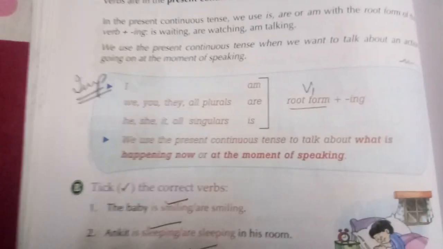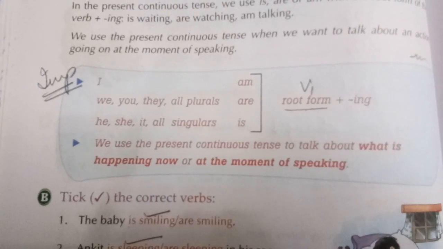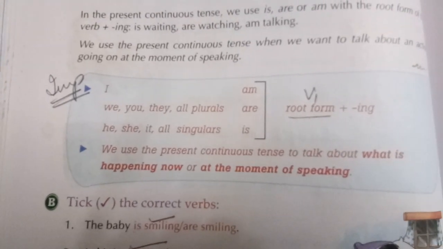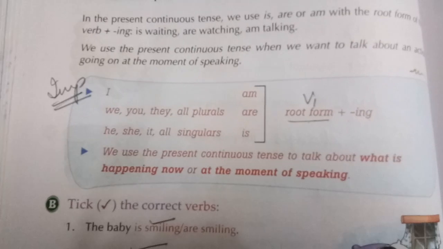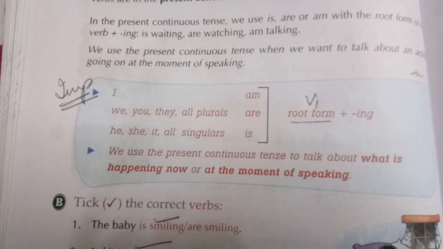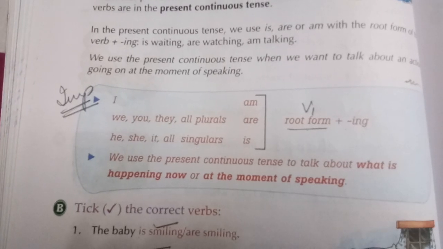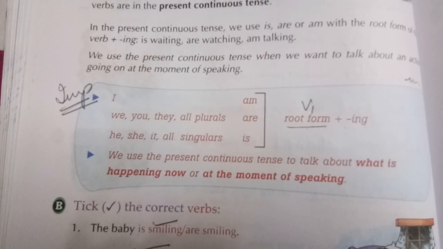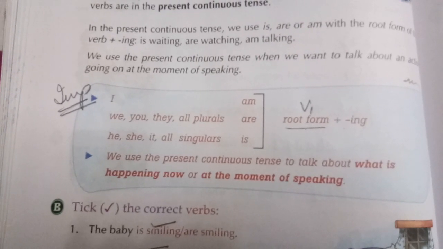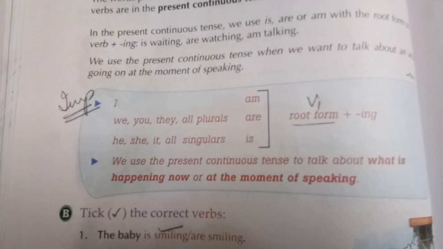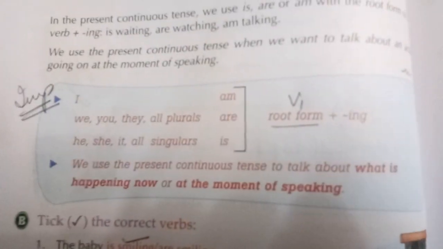And this box, beta, with I, we write only am. With we, you, they, all plurals, we write are. He, she, it, all singulars, we write is. And then followed by first form of the verb plus ing.